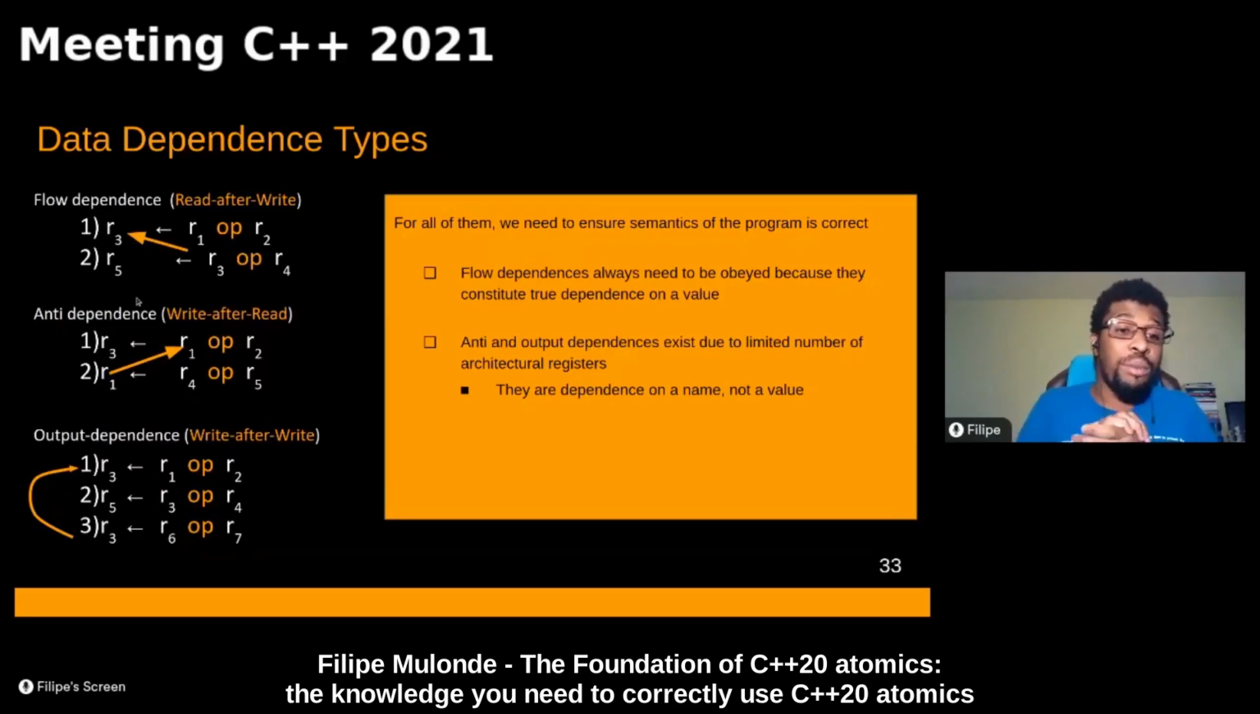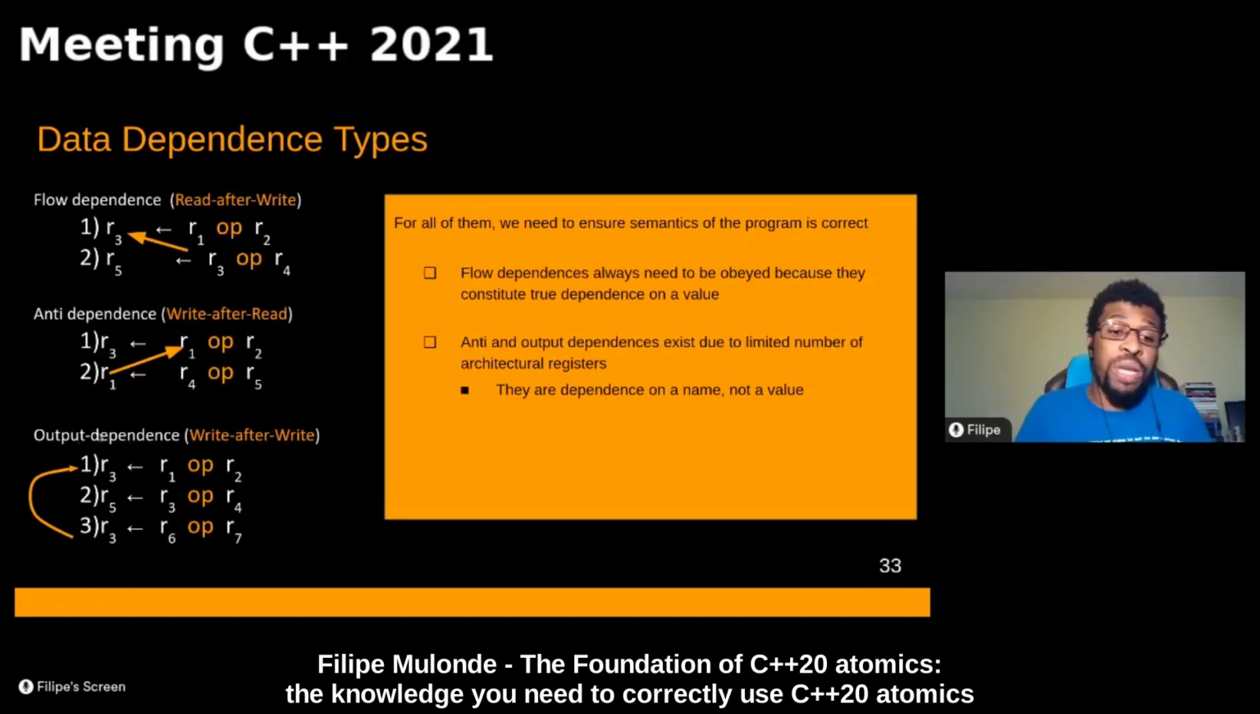And there is also anti-dependency, that's a write after a read. Here, the first instruction is reading register number 1, and the second instruction is writing to register number 1. We don't have a true dependency over here. The problem that we have here is that we don't have enough registers in our architecture. If there are enough registers, we can replace register number 1 at instruction 1 with register number 15, and the semantics of the program will still be preserved.